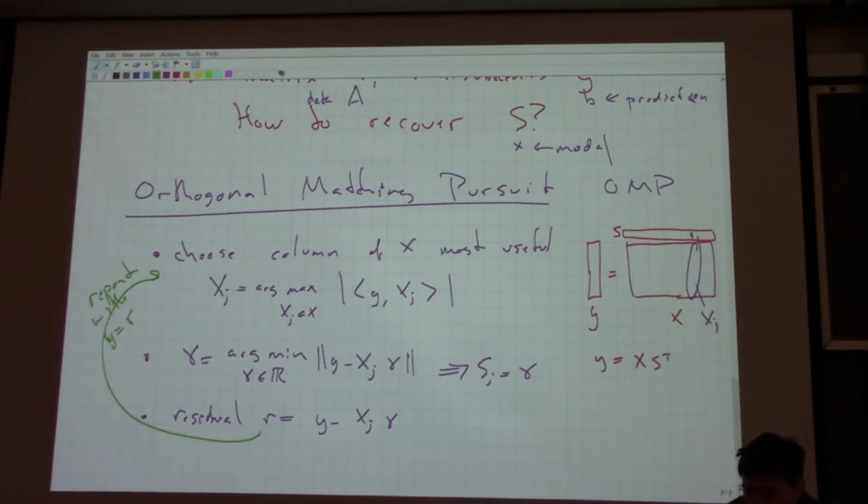Okay, so then you're going to repeat until r is all zeros, or say r is small enough.